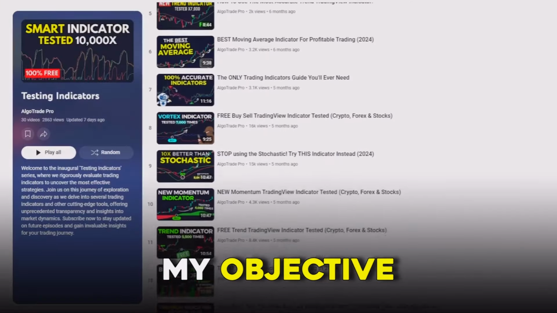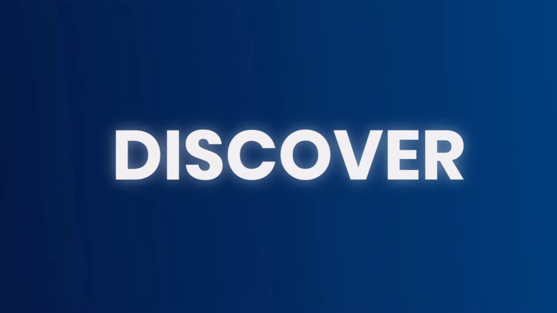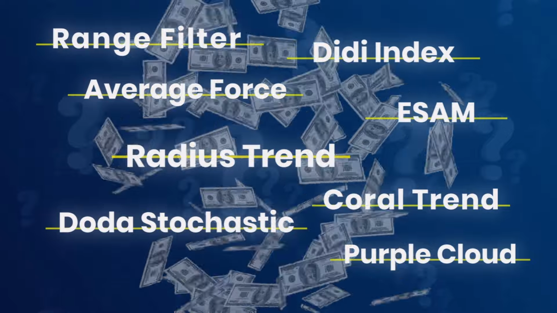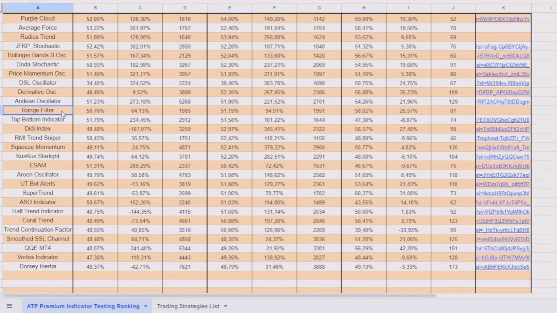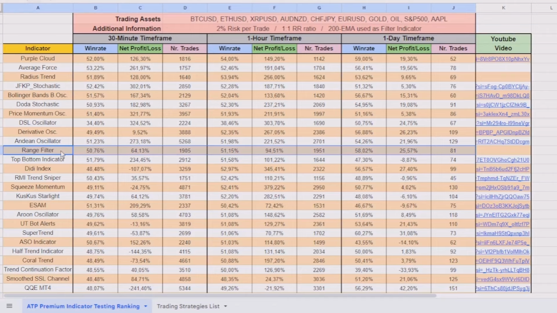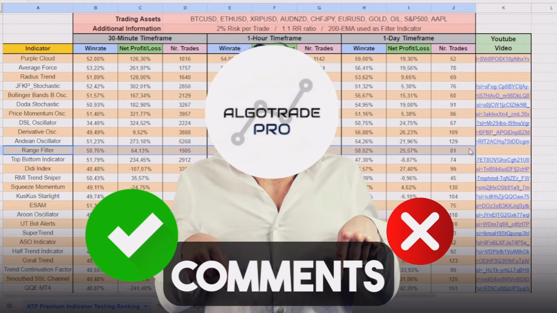In this series, my objective is to simply test different indicators to discover which ones give us more probability of success. In our ranking sheet, after considering all the results and comparing them with other indicators, I believe the range filter fair place is here. Tell me in the comments if you agree with this position or not.